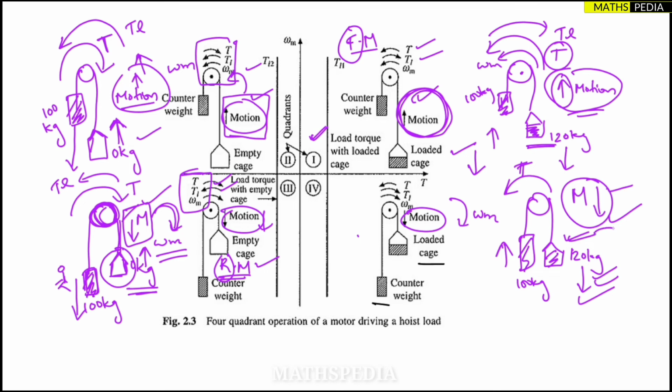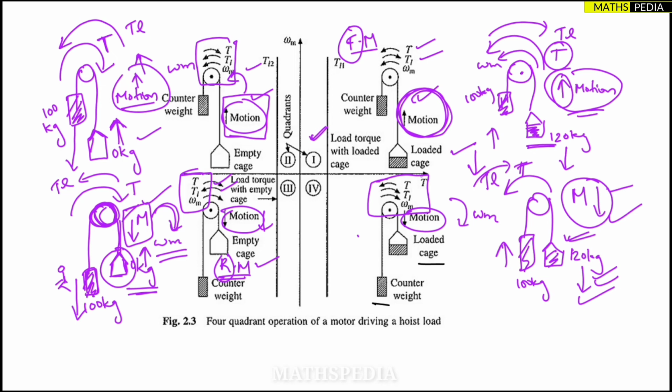I cannot make the motor run in this direction only, right? Because anyways it will support the motion of the cage itself. So I need to run it in the opposite direction. That's why the torque will be in the opposite direction, and TL also will be in the opposite direction of the torque, that is clockwise. Okay, so this is what is happening here. The simple thing, logically you have to understand.